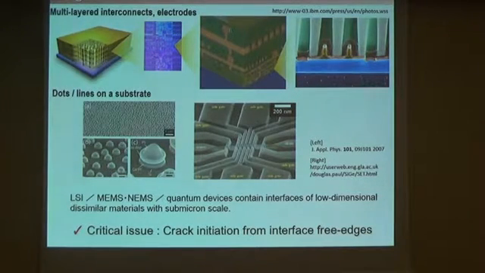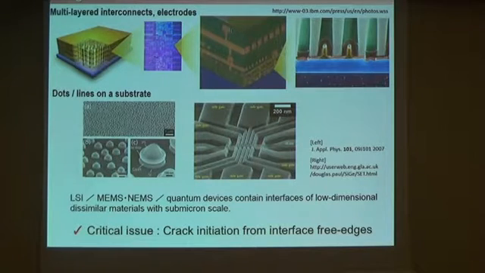First, let me give you a background. These pictures show, with the advancement of process technology, various small structures are fabricated into devices. These pictures show quantum dots or quantum lines on a substrate. And these pictures show multi-layer circuitry in LSI devices.